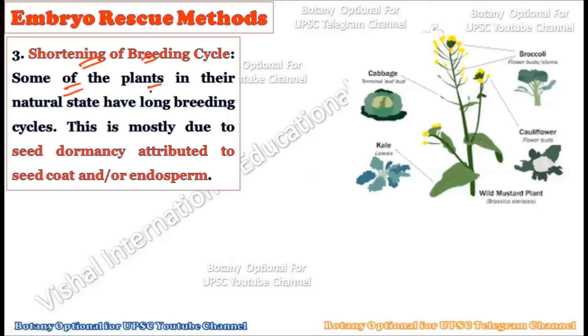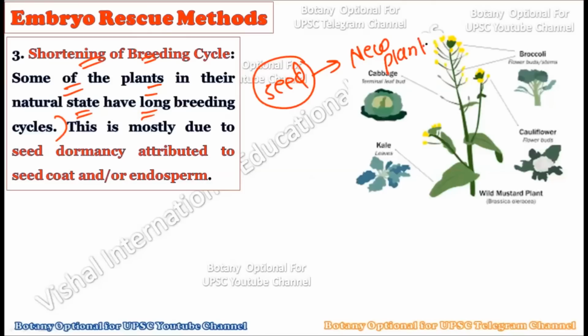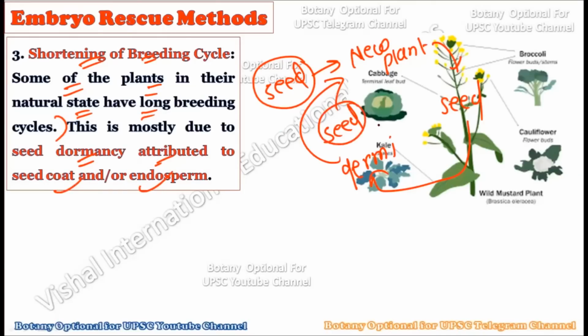Now see, some of the plants in their natural state have a long breeding cycle. If you leave the seed to grow to create a new plant, this new plant will produce the seed, and again this seed will germinate to create a new plant. So this breeding cycle for some plants is very long, sometimes it takes 10 years even. This is mostly due to the seed dormancy attributed to the seed coat and the endosperm. In these plants as well, there is a phenomenon of seed dormancy.